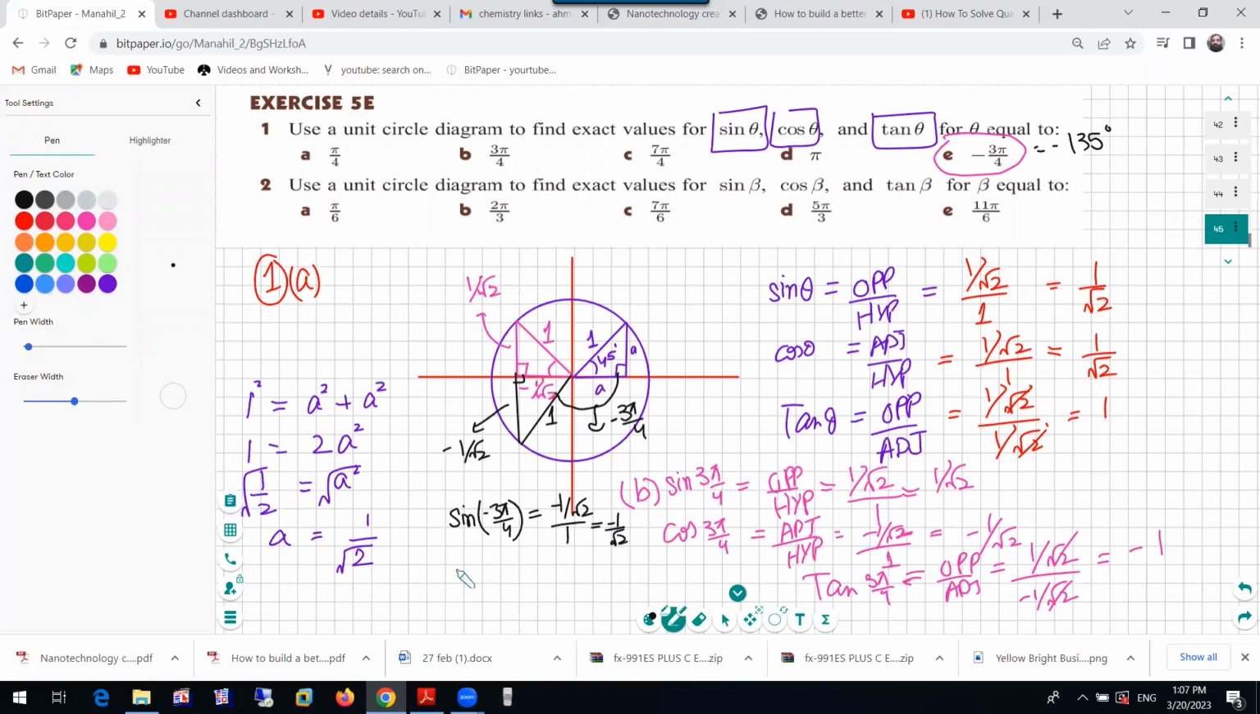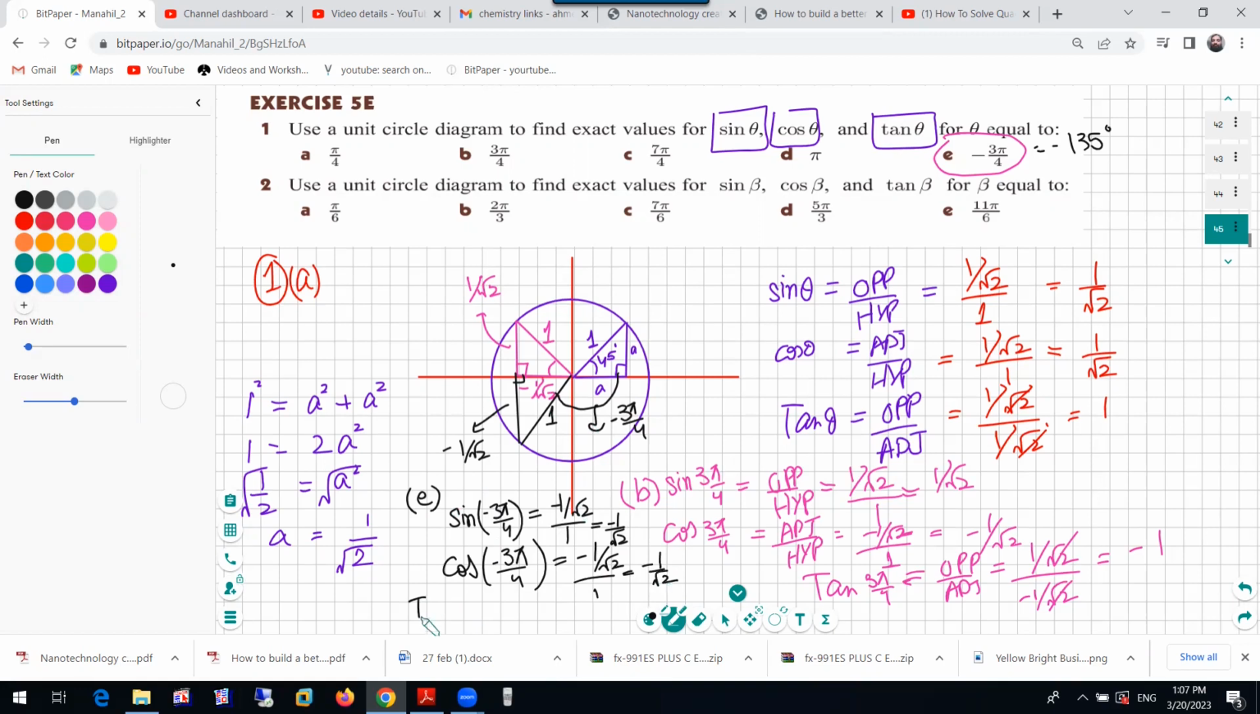Now cos of negative 3 pi by 4. This is part E. Cos is adjacent over hypotenuse. The adjacent side is also negative 1 over square root 2, and the hypotenuse is 1. So again, we get minus 1 over square root 2.